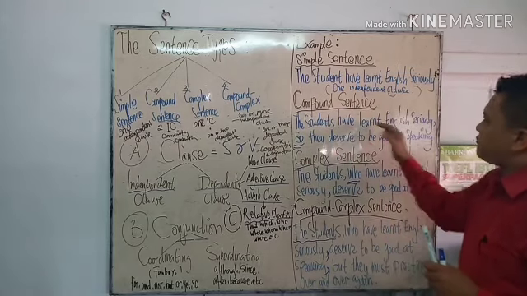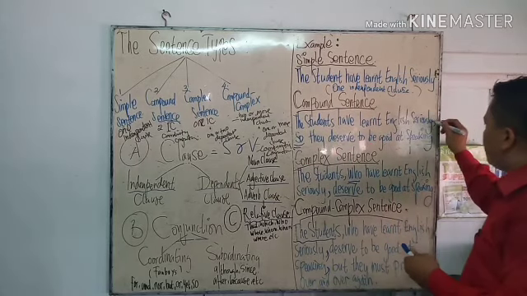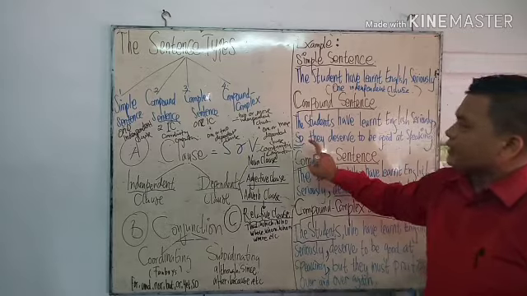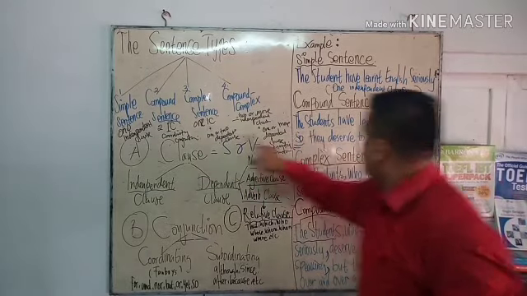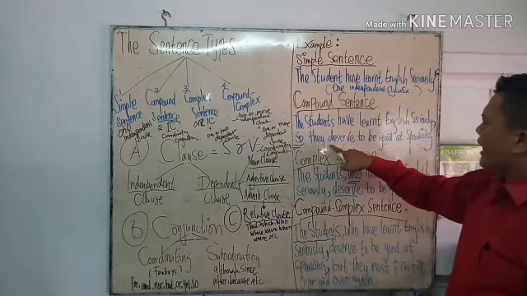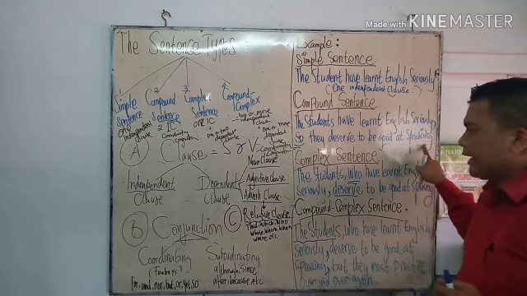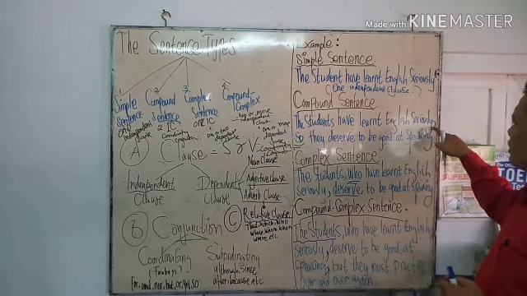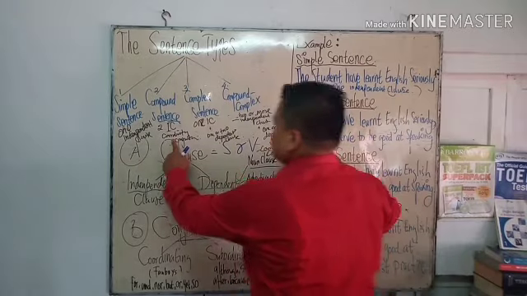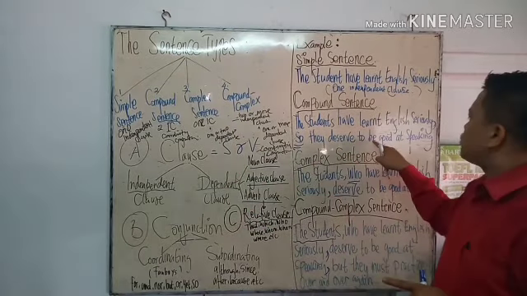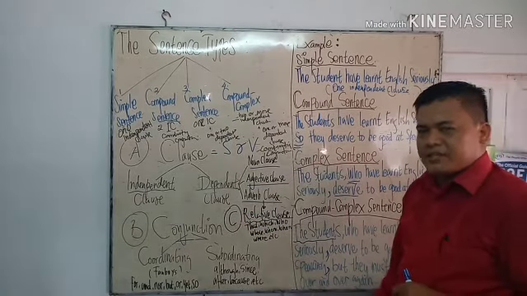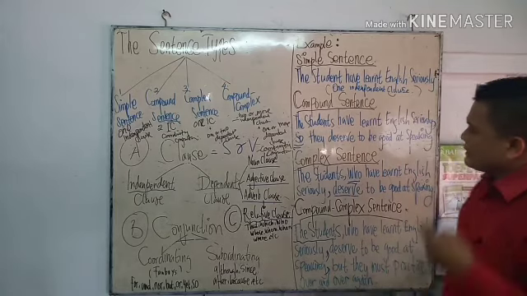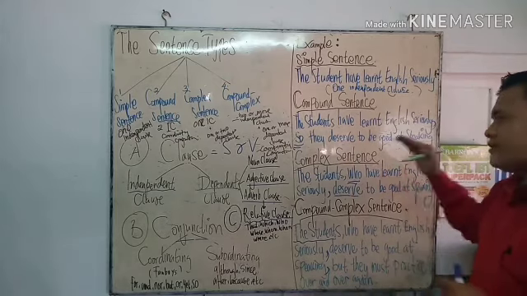Now we're back to number two, compound sentence. The students have learned English seriously, comma here, so, coordinating conjunction, they deserve to be good at speaking. The students have learned English seriously, so, coordinating conjunction here, they deserve to be good at speaking. Easy enough, right?